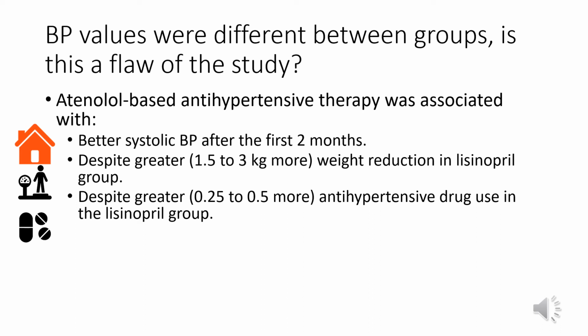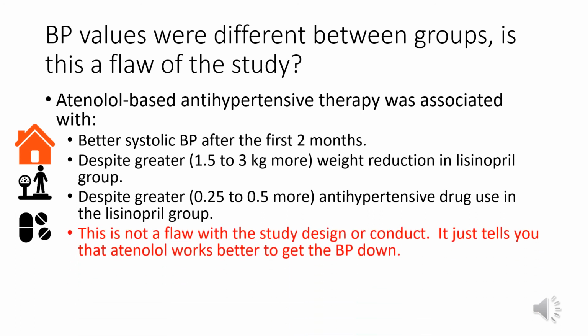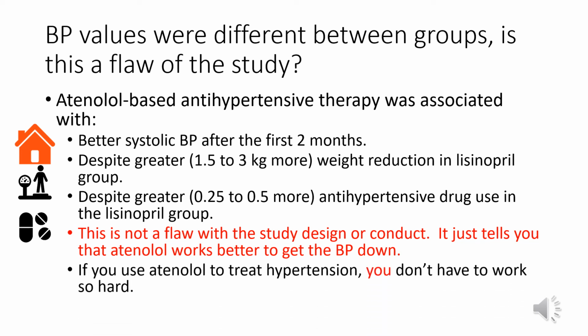Is this a flaw in the study? Atenolol-based antihypertensive therapy was associated with better systolic blood pressure after 2 months, despite a greater weight reduction in lisinopril and greater antihypertensive drug use in the lisinopril group. This is not a flaw with the study design or conduct. It just tells you that atenolol works better to get the blood pressure down. If you use atenolol to treat hypertension, you don't have to work so hard.